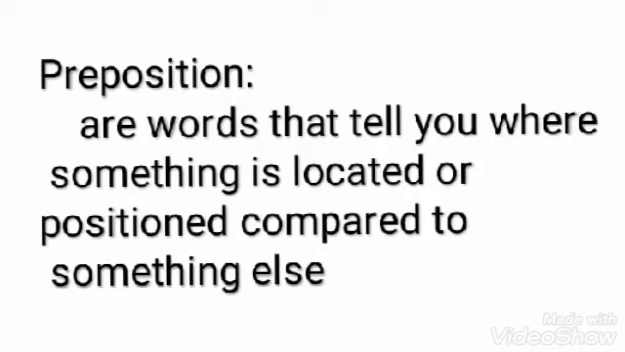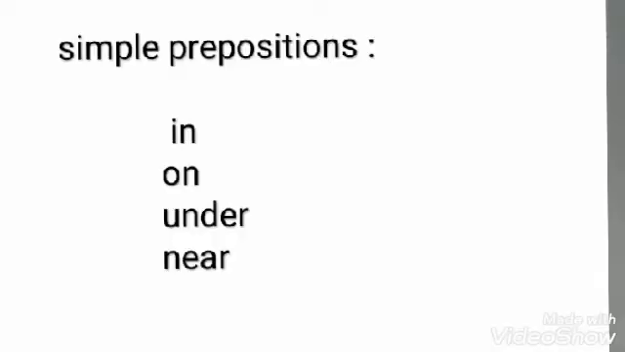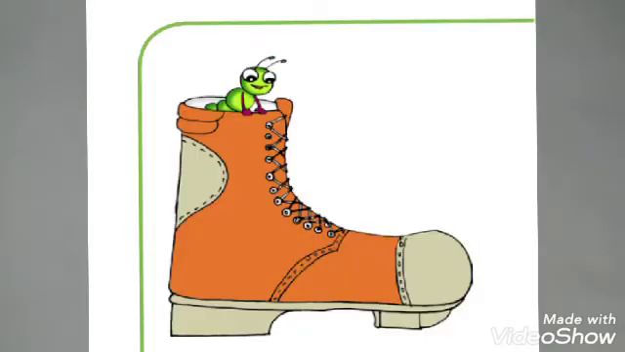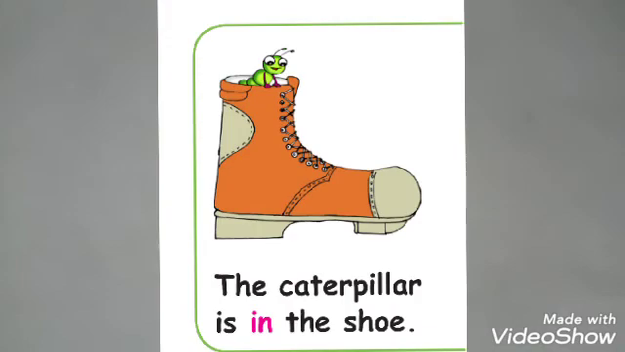Preposition. What is preposition? Prepositions are words that tell you where something is located or position compared to something else. Today we are going to learn simple preposition words in, on, under, near. In. Use in when one is inside the other. For example, where is the caterpillar? The caterpillar is in the shoe.